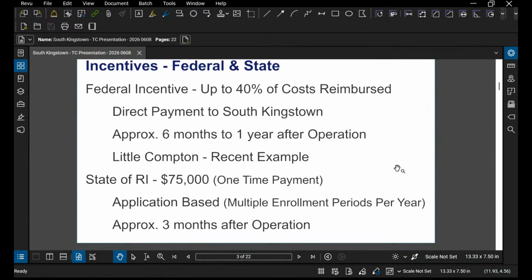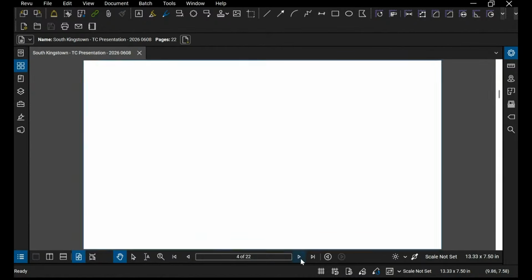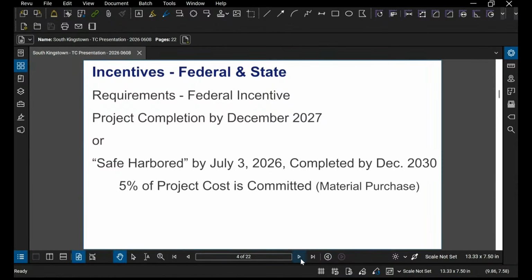Where's your page down? Oh, gotcha. Thank you.